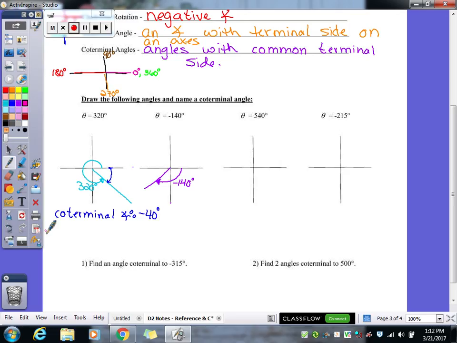So we got to find our coterminal. This time our coterminal angle is going to be positive. Does anybody think they know what it would be? 220. Because 220 plus 140 gives us our 360.